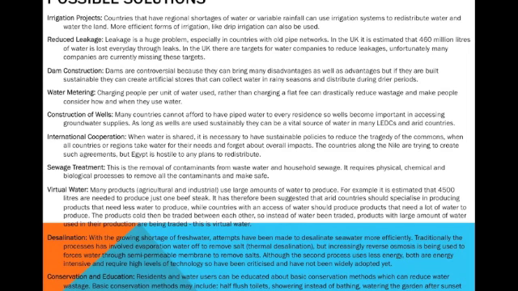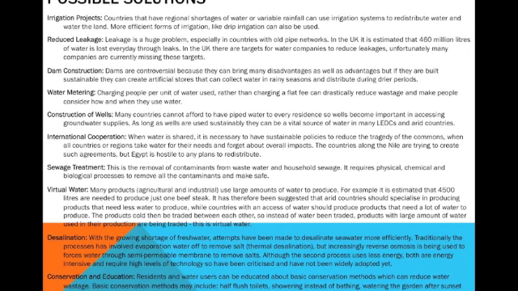Also, dam construction. Dams are controversial because they can bring many disadvantages as well as advantages. But if they are built sustainably, they can create artificial stores that can collect water in rainy seasons and distribute it during drier periods. Also, water metering. Charging people per unit of water used rather than charging a flat fee can drastically reduce wastage and make people consider how and when they use water.